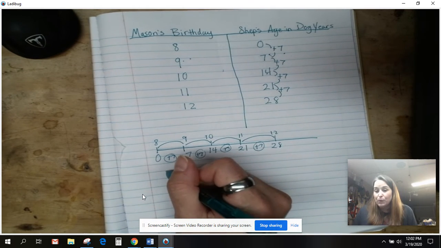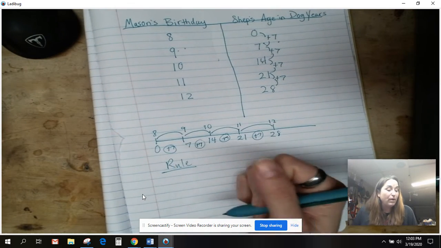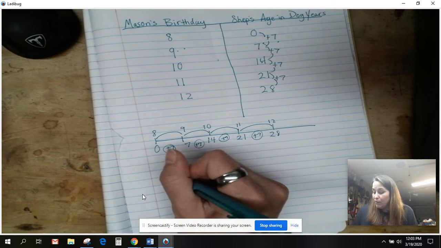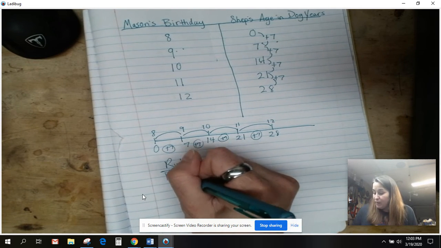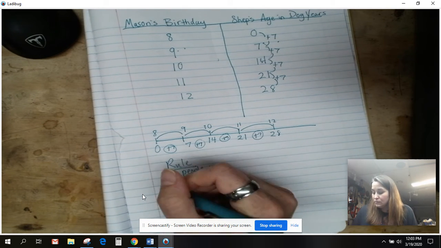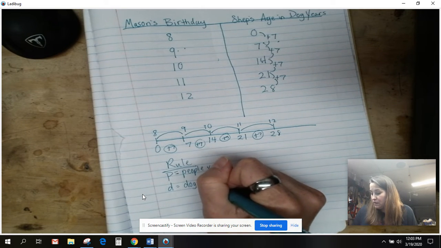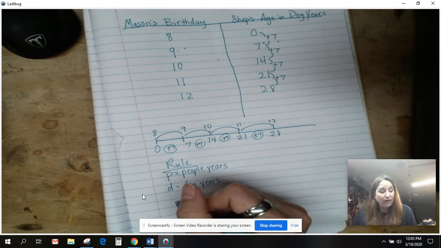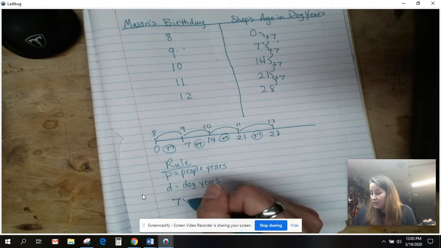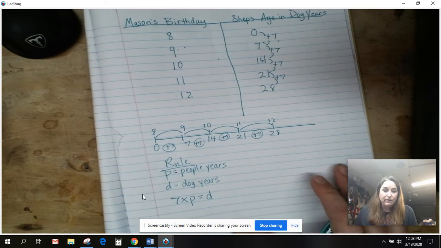Now we can also talk about the rule of math here. We've talked about rule of math problems several times in class, depending on what the rule might be that they're looking for. So P is people years. D is dog years. So thinking about how we have 7 dog years for every people year, so 7 times P for people years equals the number of D dog years.